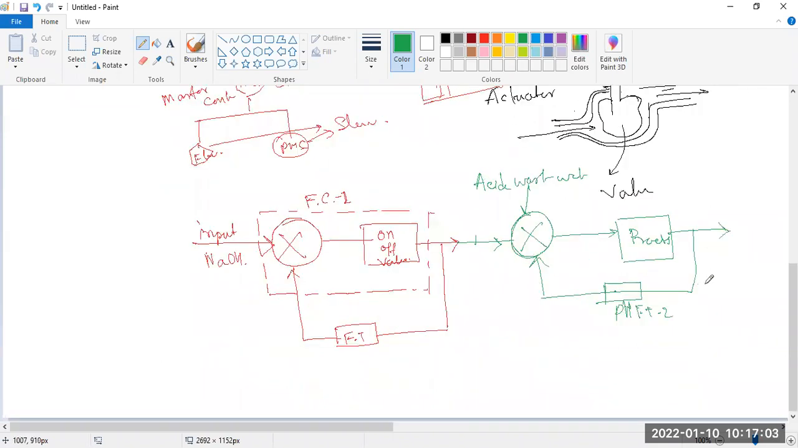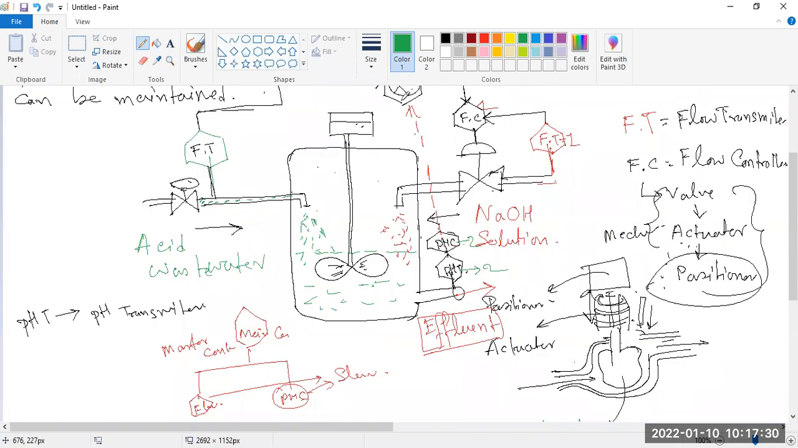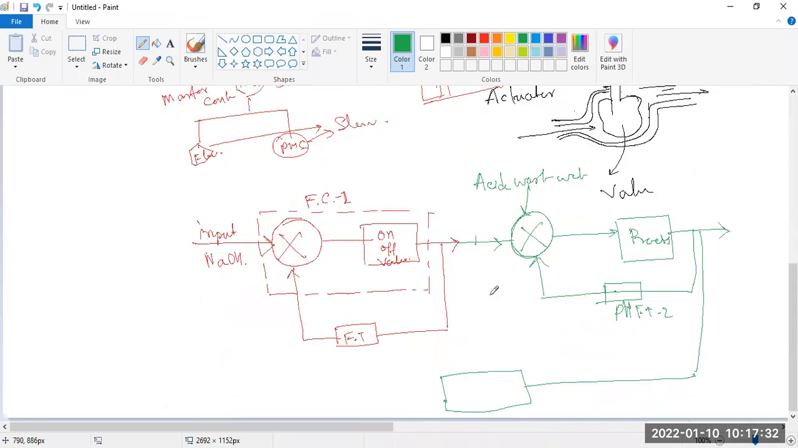Totally, there is the controlling over there, that is feedback of pH. Look, this feedback is also going to the main controller. Okay, this main controller, again this PHT2.